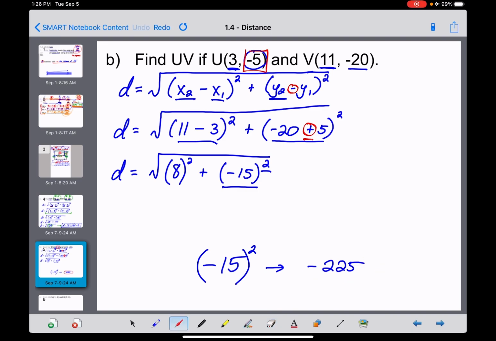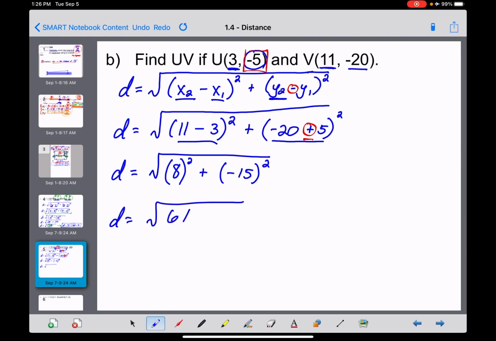But I'm getting ahead of myself, sorry. So let me get rid of all that junk. There we go. All right, guys. So D equals, here we go. 8 squared is going to be 64, and negative 15 squared, negative 15 times negative 15, is positive 225.